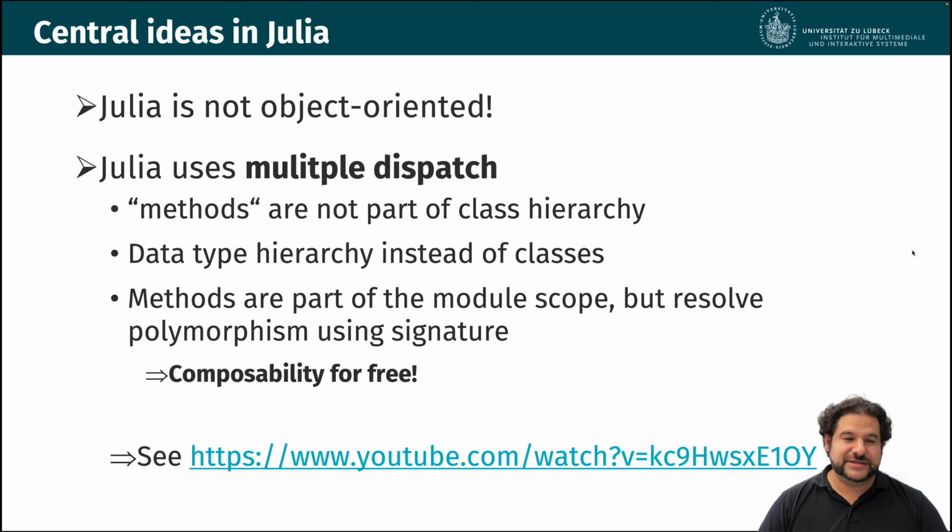And the benefit of this is that since methods are only part of the module scope, we can resolve which method to call. So in object orientation, we would call this polymorphism, using the signature of the function. So we can define the function for a specific data type, and then that method is automatically being called if you're using the method with that data type, but it's not hard linked. And the benefit of that is that we can replace functions outside of the object hierarchy with our own functions, and we can add our own functions outside of the object hierarchy. And this is what introduces composability for free.